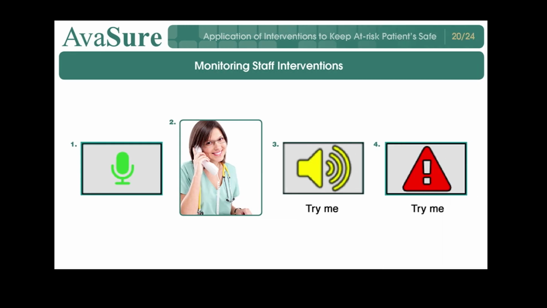The 4 interventions monitoring staff can use to keep a patient safe are: 1. The microphone allows the monitoring staff to speak directly to the patient. Verbally redirecting patients is the most frequently used method for keeping patients safe. 2. If the patient does not respond, and it is not an emergency situation, monitoring staff will call the nurse or nursing assistant. 3. Monitoring staff also have the ability to play simple pre-recorded announcements in English and select foreign languages.